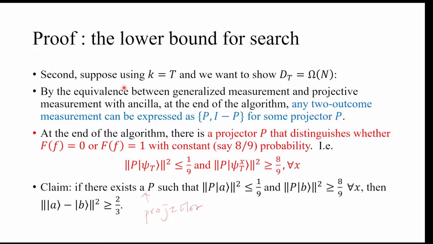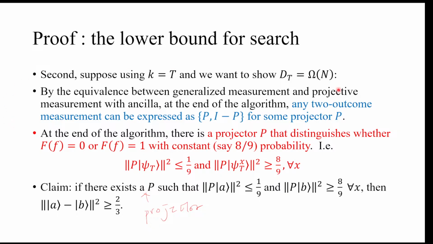Okay, what we want to show is that at the end of the algorithm, this progress function D of big T is pretty big. So let's first characterize what we do at the end of the algorithm. At the end of the algorithm, we are doing a decision problem. We want to output 0 or 1. So we need to do a two outcome measurement. One outcome gives you 0, another outcome gives you 1.